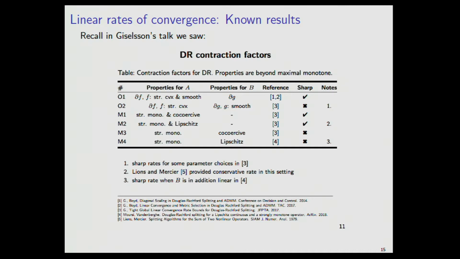So cases M1, M2, M3 have something in common. Case M1 has strong monotonicity and cocoercivity on one operator, and case M2 has strong monotonicity and Lipschitz, which actually results in having cocoercivity on the operator as well. So we have cocoercivity here. In case M3, the two properties are split. And that's actually nice when we look at it from a primal-dual point of view, because this means that the sum in the primal is strongly monotone, and the sum in the dual, because cocoercivity dualizes to strong monotonicity, is also strongly monotone. So this is very beautiful.